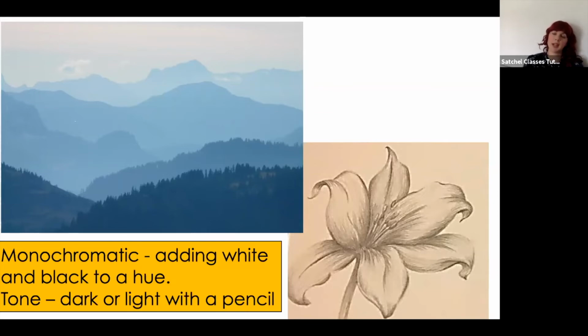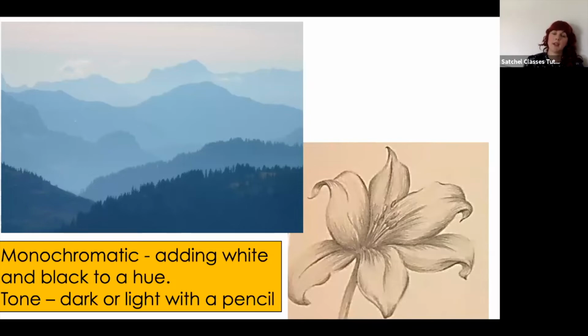Monochromatic is when we add different white or black tones to a hue. So in this picture here, you can see an example of something called atmospheric perspective. Atmospheric perspective is the changing of the visuals when we look through the atmosphere. So when we're looking at a landscape like this photograph, because there are different water particles in the air, as the mountains go further away from you, they become paler.